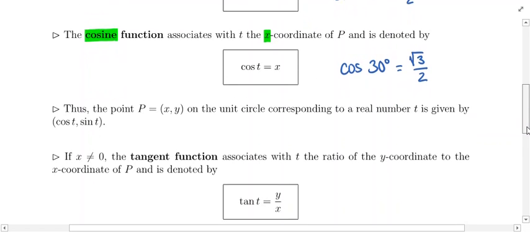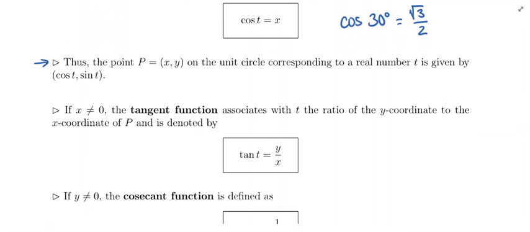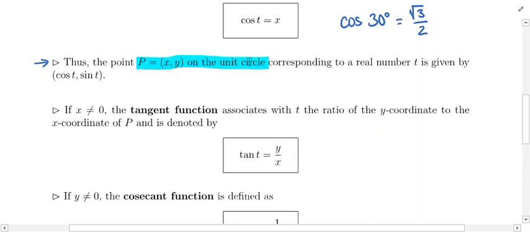There's a note underneath sine and cosine right here. It says, thus, the point P, which has coordinates x, y on the unit circle corresponding to a real number t, is given by the cosine of t, comma, the sine of t. What this statement is saying is that if you are dealing with a point P on the unit circle, and that's a must, you can write the point as having a certain x coordinate and a certain y coordinate, or you can write it as the cosine of the angle, because the cosine of the angle is the x coordinate. The y coordinate is the same thing as the sine of the angle. This only applies to a point on the unit circle.